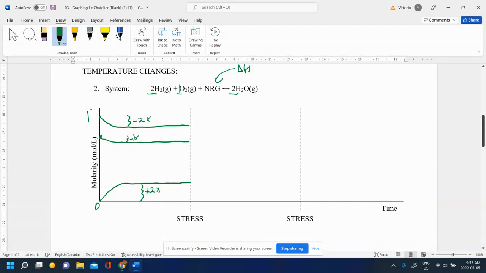So this is our H2, this is our O2, and this is our H2O over here. Equilibrium has been reached once everything has essentially flatlined. So things stop changing. This is our equilibrium.